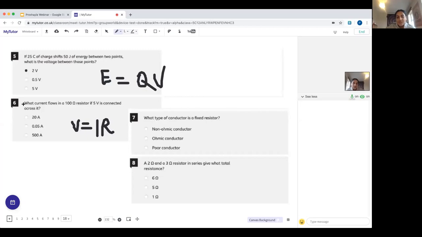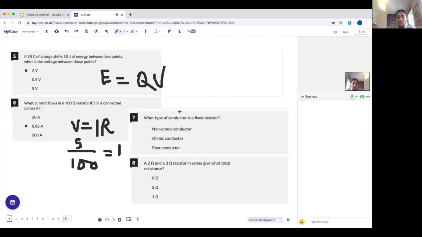And then for the second one, what current flows in a 100 ohm resistor if 5 volts is connected to it? Well, that's going to be 5 divided by 100, so 0.05 amps. Okay, so 5 is the volts divided by 100, which is resistance R, equals I. And 5 divided by 100 is 0.05 amps.